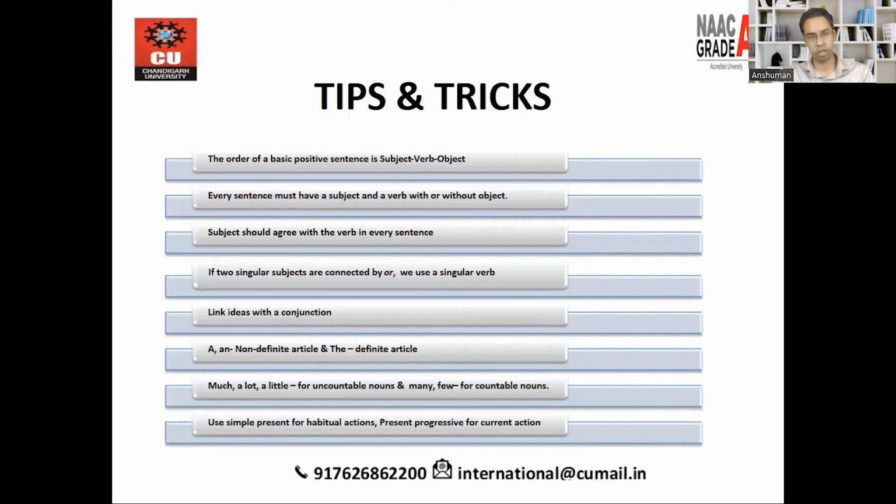The second part is every sentence must have a subject and a verb, with or without an object. If I again say Ronaldo go, I have not used any object here. I have just used a subject, Ronaldo, and a verb, go. So this is also a sentence. That means a sentence can be framed without an object, but it cannot be framed without a subject. Hence, a subject and verb are basic in framing a sentence.